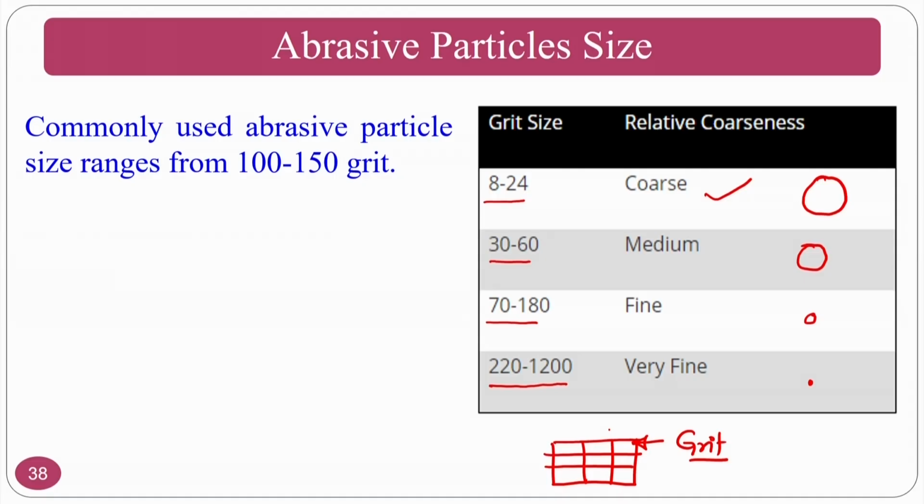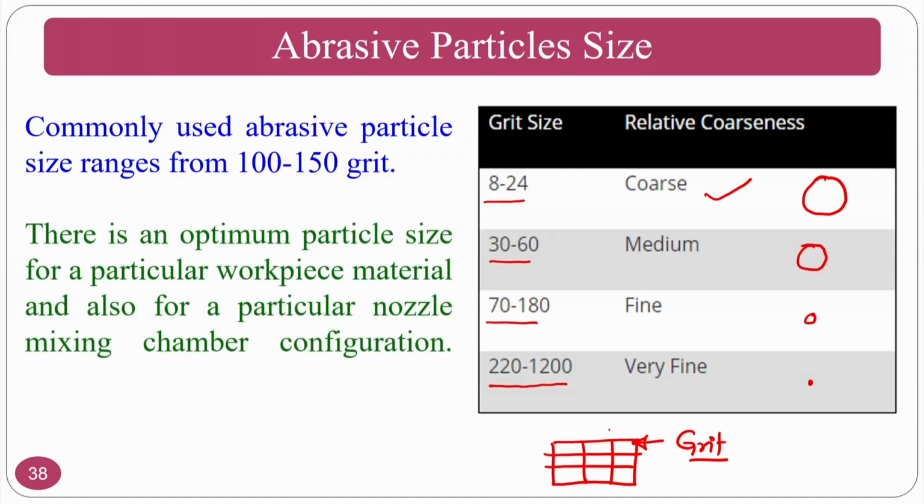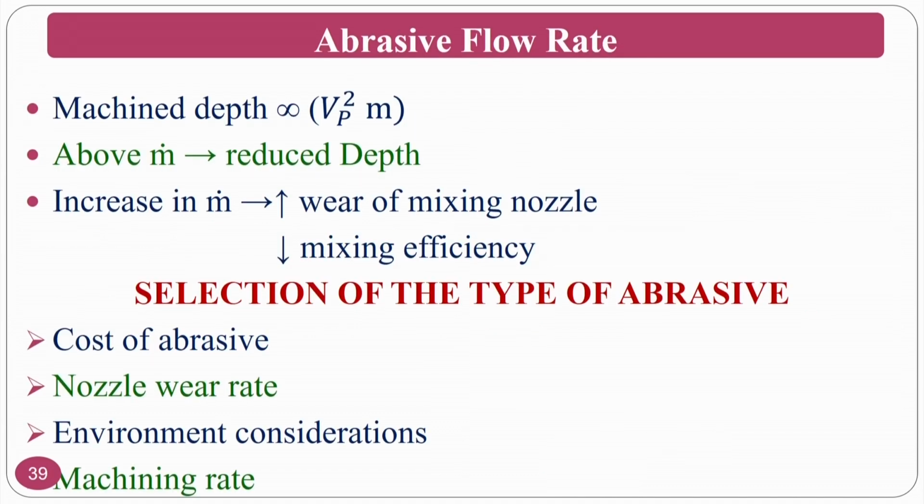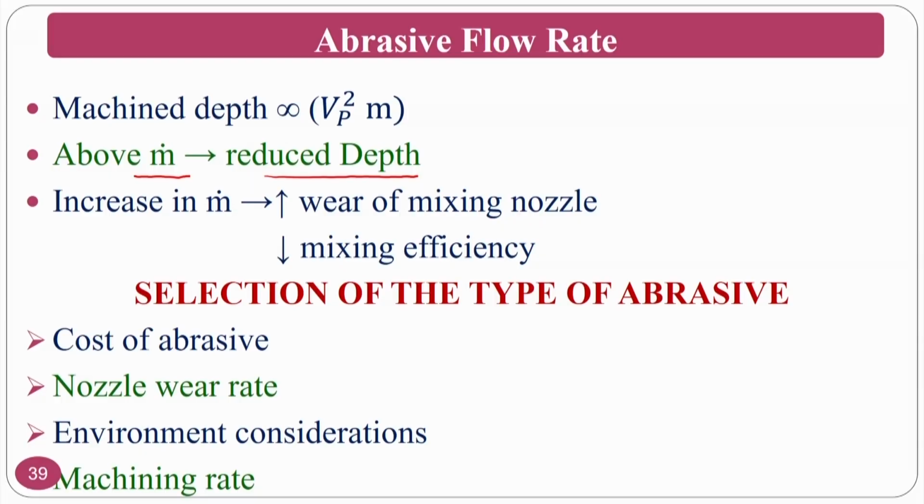The commonly used abrasive particles are in the range of 100 to 150 grit, and there is an optimum particle size for a particular workpiece material and also for a particular nozzle mixing chamber configuration. Normally, if I want to do a particular operation, then I have a particular nozzle specification, particular abrasive particles and other things. Regarding the abrasive flow rate, machining depth will be proportional to the velocity, and if the mass flow rate is very high, it reduces the depth. If the mass flow rate is very high, that means more and more abrasives are coming through the nozzle, so the abrasives will collide with each other and there will be a loss in the velocity carrying, and wear of the mixing nozzle will take place.